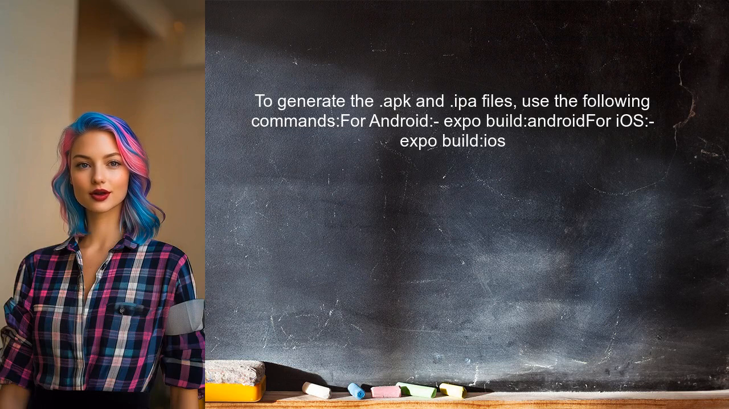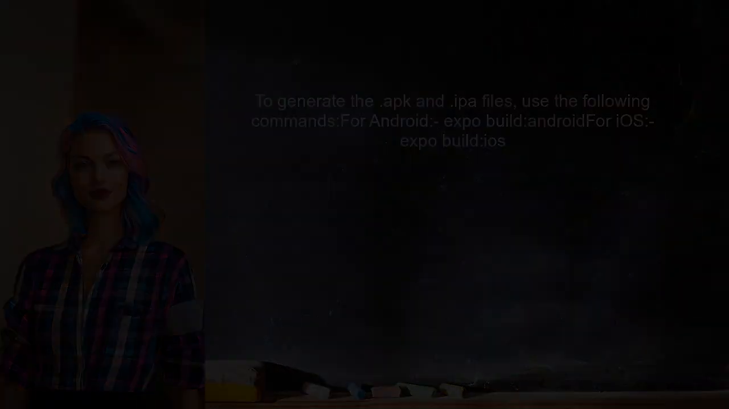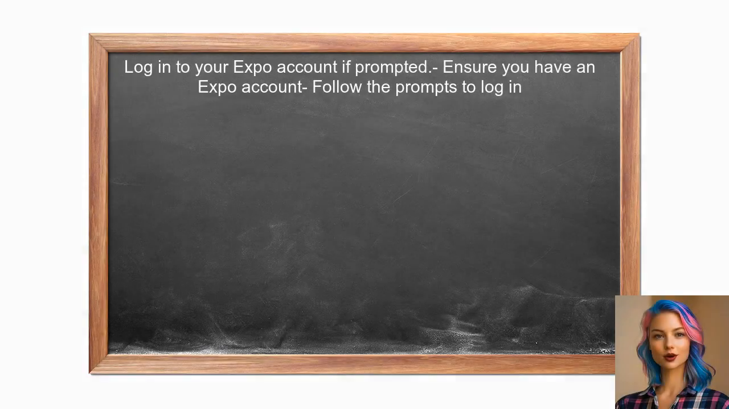To generate the .apk and .ipa files, the user should first ensure they are using the correct Expo command. They need to run the command expo build android for the android .apk file and expo build ios for the ios .ipa file. After running these commands, the user will be prompted to log in to their Expo account if they haven't already. This step is crucial as it allows Expo to manage the build process.